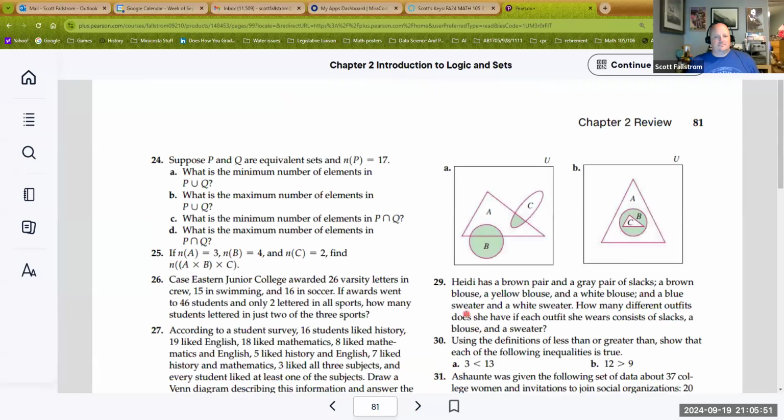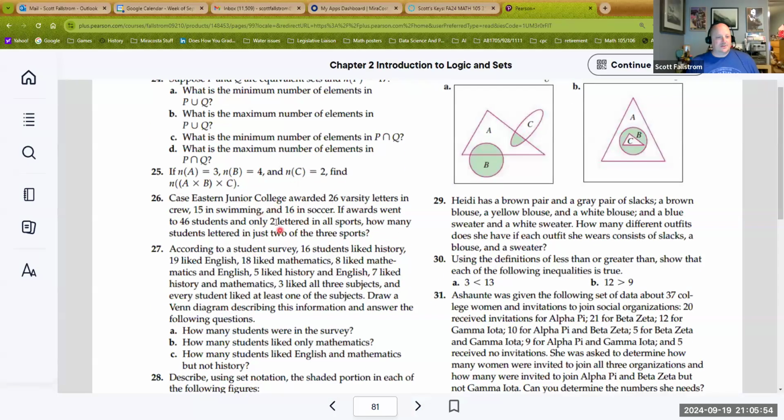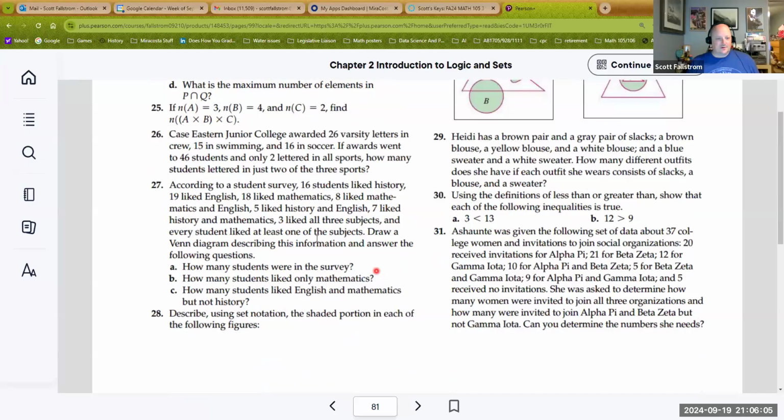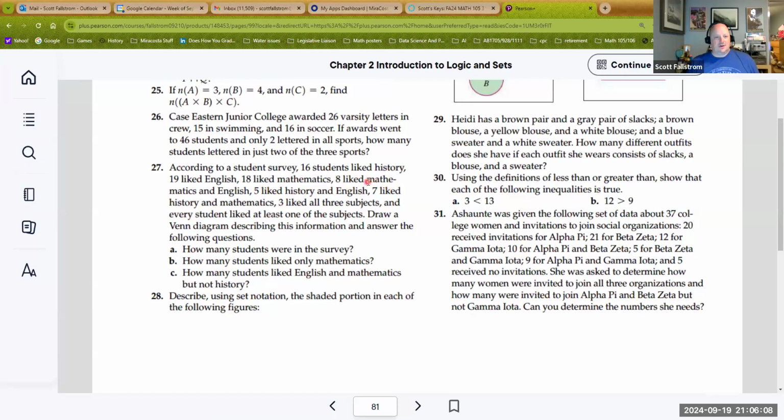Well, here's other questions, right? Here's a college that awarded varsity letters in crew, in swimming, and in soccer. If the awards went to 46, who lettered in all sports? How many lettered in two of the three? Very similar. Here's history, English, math, right? 8 of them liked math and English. This one liked English and history, like history and math. So 3 people liked all the subjects, right? Then where could we put them? You could draw the picture for that. There's just a number of questions I'm saying, like if you wanted to, you can go practice additional ones.